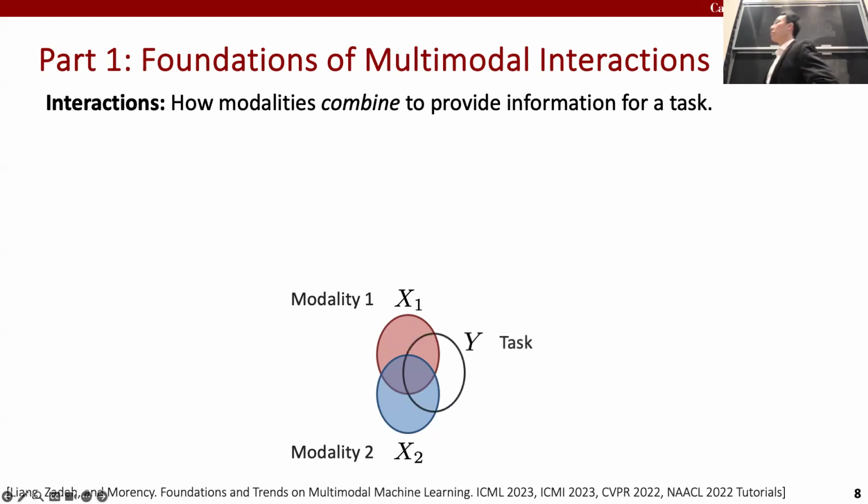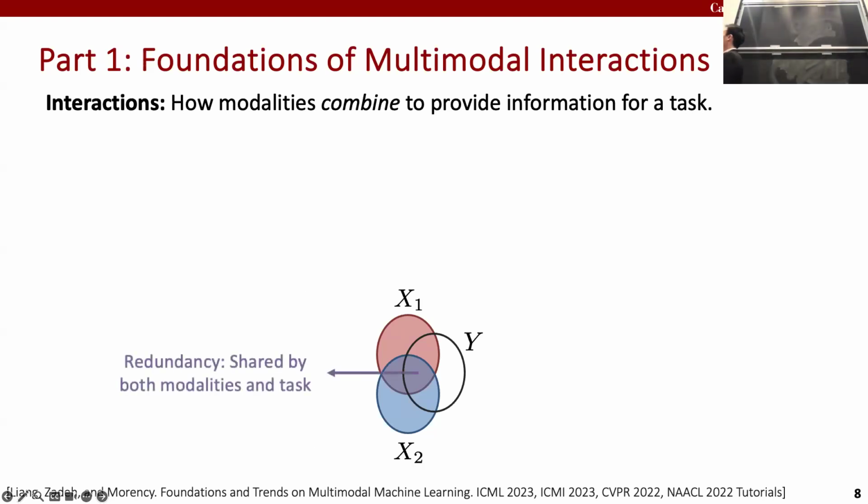And finally, I'm going to use a third random variable, Y, to represent the task you're trying to predict. This might be making a classification given image and text. Might be predicting diseases given medical image and medical text, and so on. Any task that you're trying to predict given these two modalities. And at a high level, there are three important interactions that we care about.